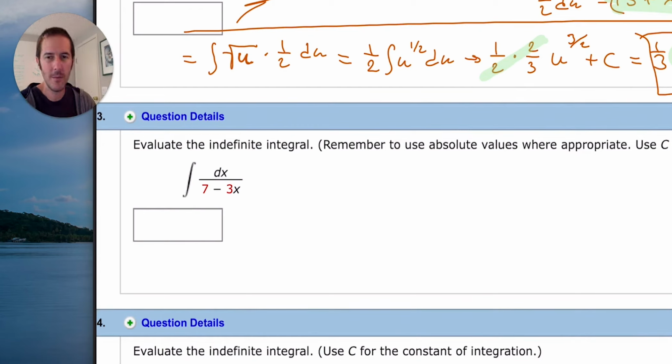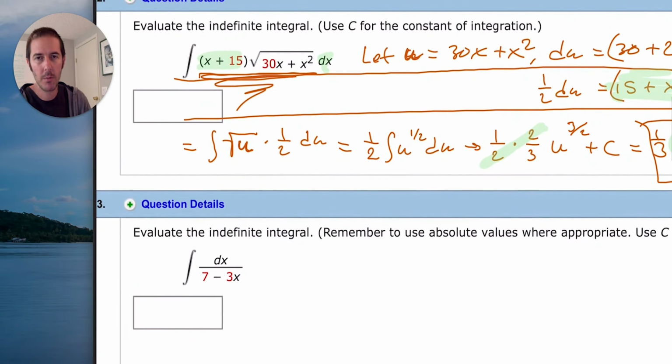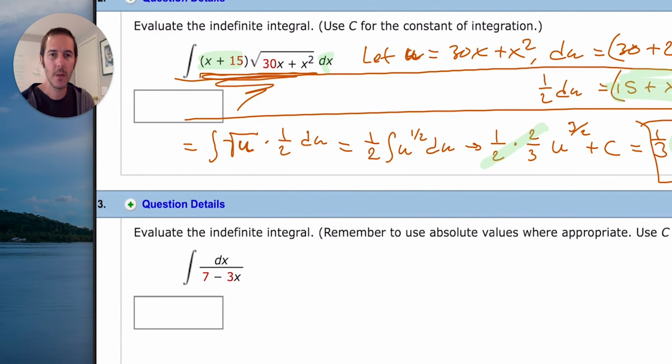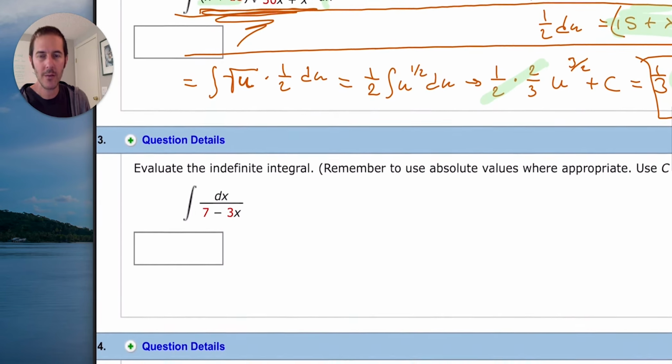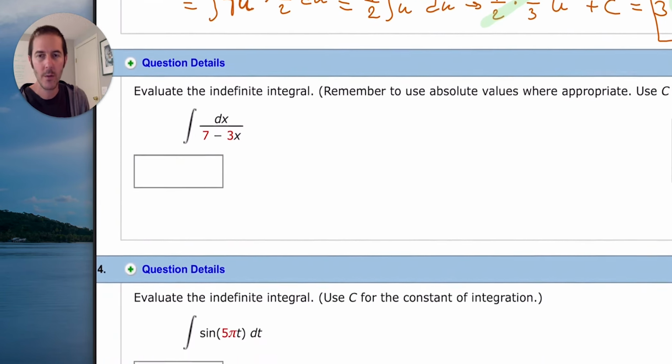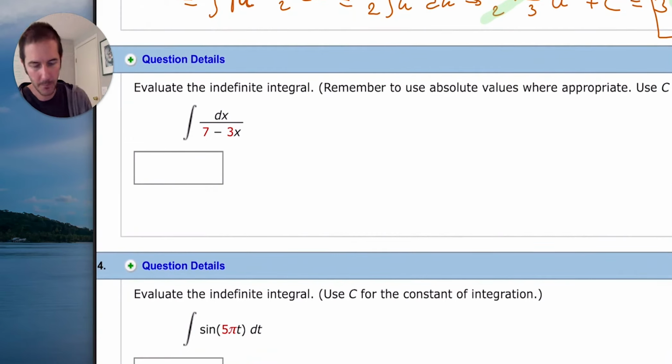If it's the 7 minus 3x, if it's the whole thing, which is what it is, then usually we think of that as being the inner function. Like in the previous problem, when we set something equal to u, the u value went inside the square root function. So the u value is the inner function. If 7 minus 3x is the inner function here, then what's the outer function?